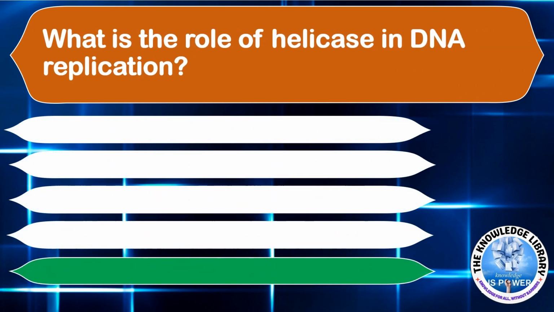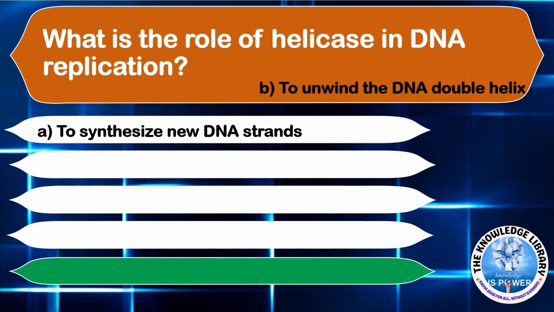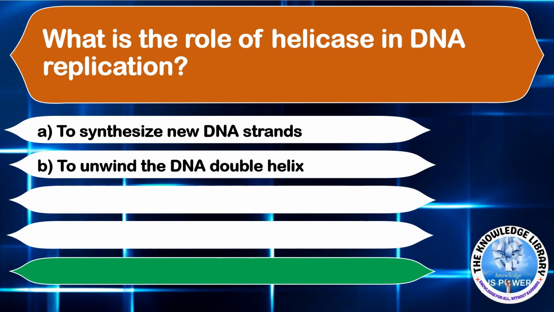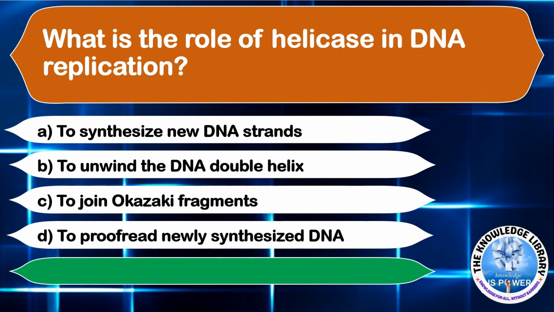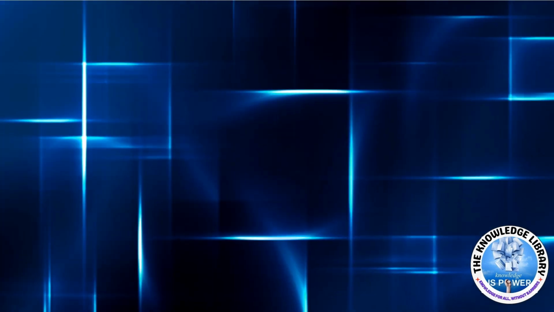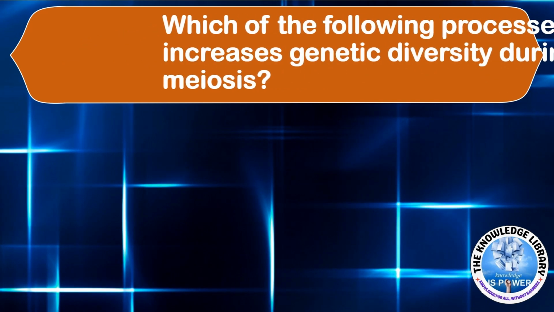The next question is, what is the role of helicase in DNA replication? Option A, to synthesize new DNA strands. Option B, to unwind the DNA double helix. Option C, to join Okazaki fragments. Option D, to proofread newly synthesized DNA. Answer is option B, to unwind the DNA double helix.